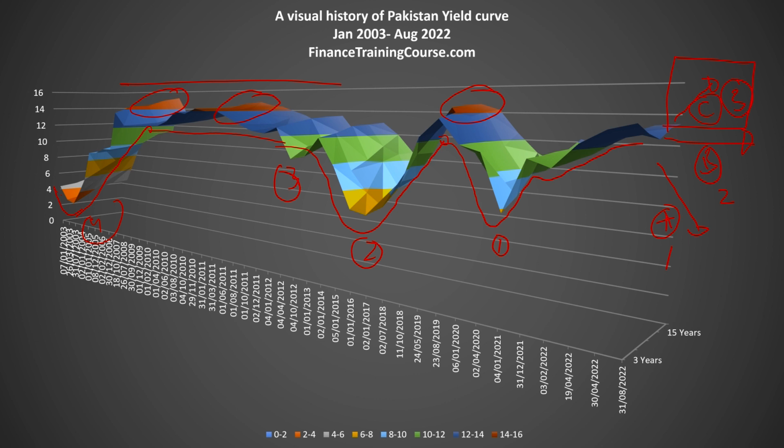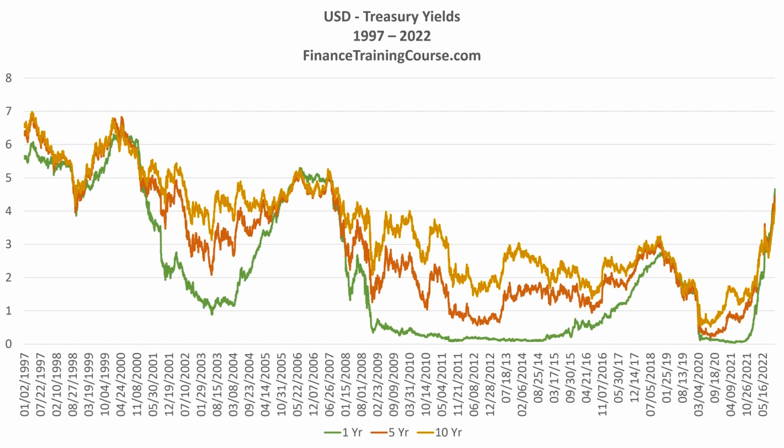For that, we need to take a look at the US rates environment. So here's a plot of the US Treasury curve, and what I've done is the green line, the one that you see here, represents the 1-year plot, the interest rate for the 1-year Treasury bill. The orange line represents the 5-year, and the yellow line represents the 10-year rate.